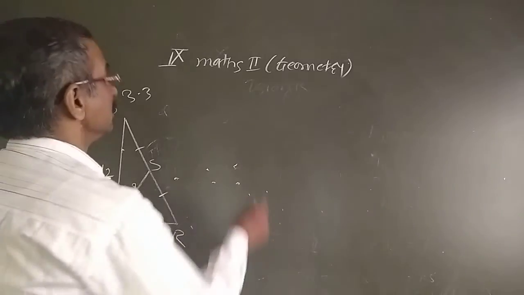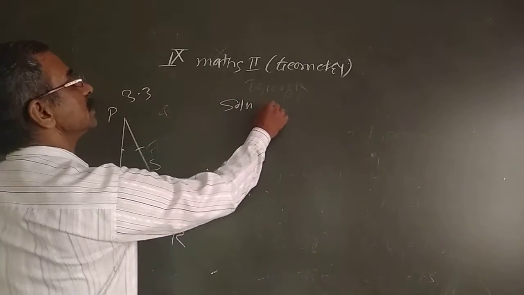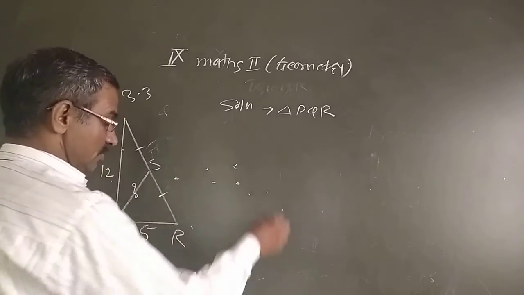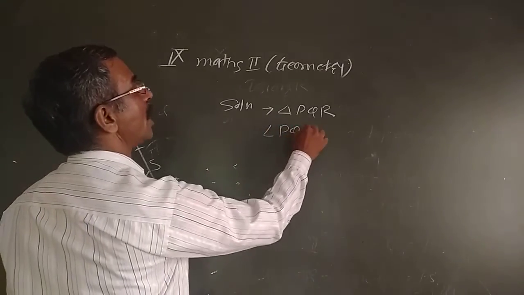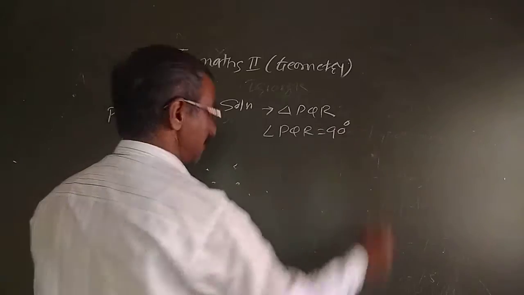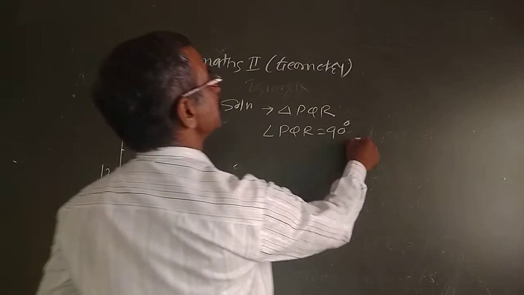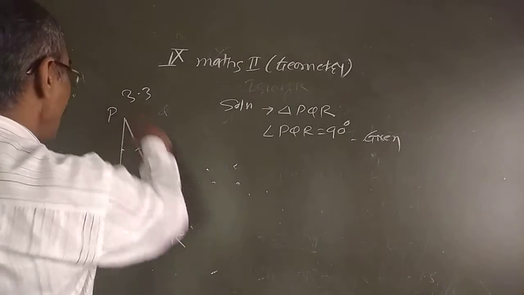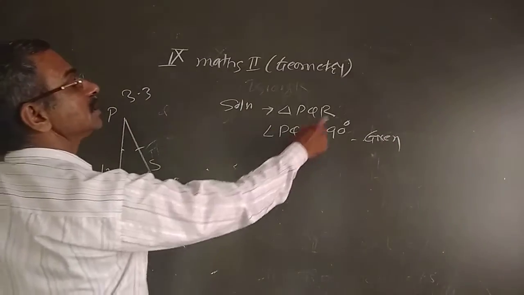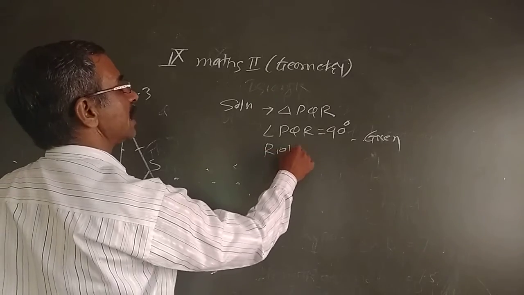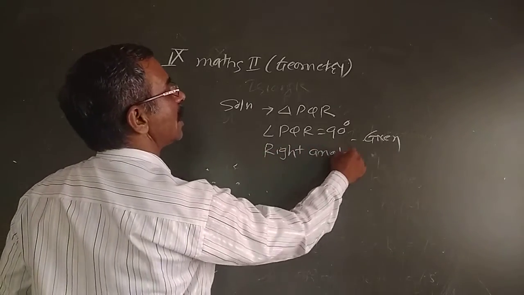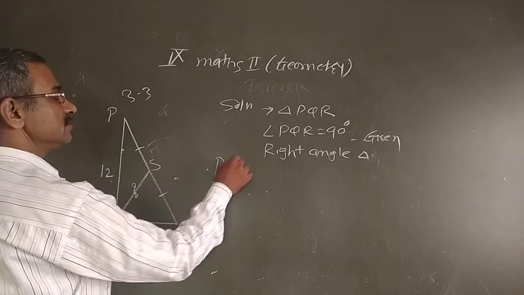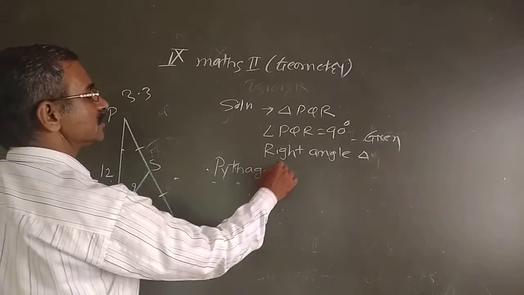Again, in the solution, the given triangle PQR is a right angle triangle, so the angle PQR is 90 degrees. That is given. So we calculate the hypotenuse. In a right angle triangle, we use the Pythagoras theorem.